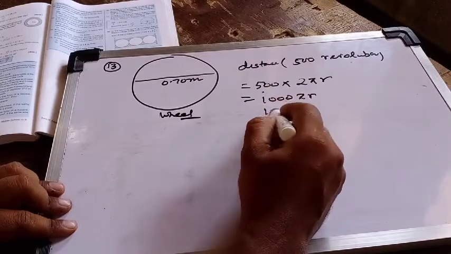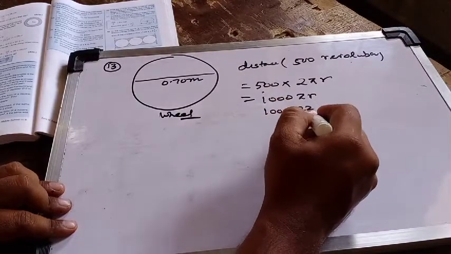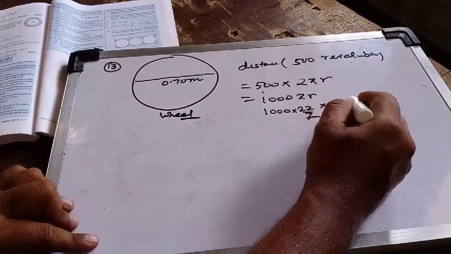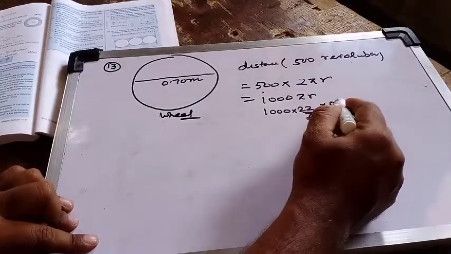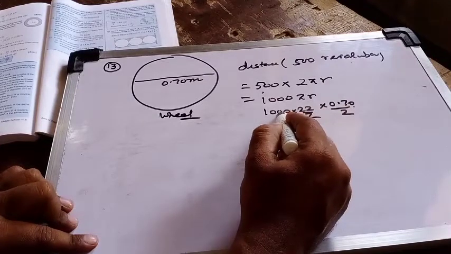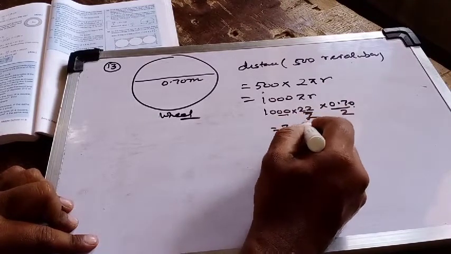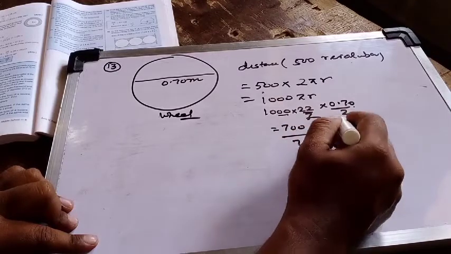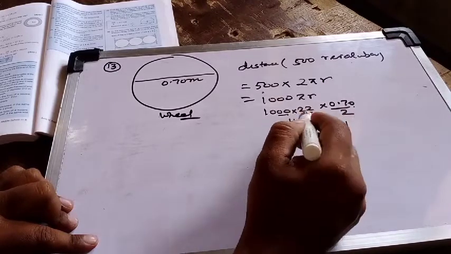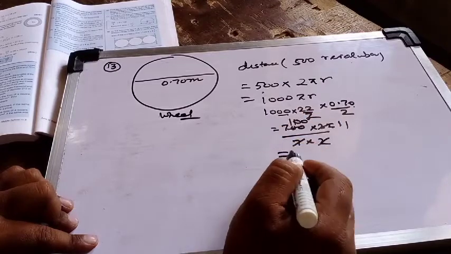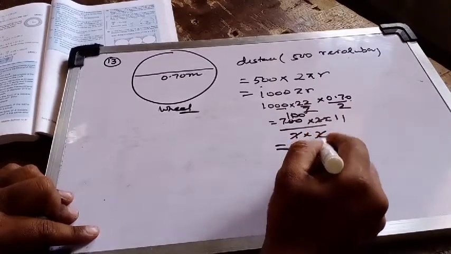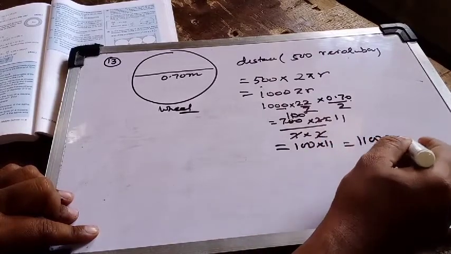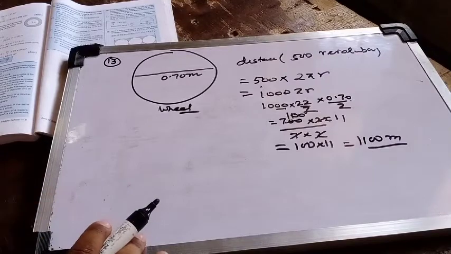We'll put the value 1000. Pi is 22 by 7. Our radius will be half of this one. So it will be 0.70 by 2. After the decimal, 2 digits will be cancelled by this one. So it will be 700 into 22 by 7 into 2. 2 will cancel 11 times, 7 will cancel 100 times. So the distance travelled in 500 revolutions will be 100 into 11. That is equal to how much? 1100 meter. 1.1 kilometer will come out as the answer.